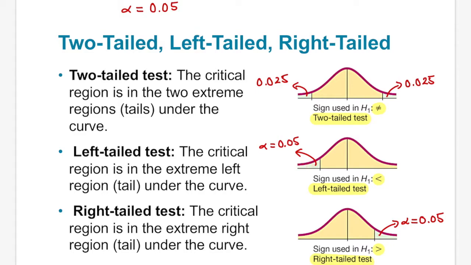And these regions where alpha are, they are called the rejection region or critical region.